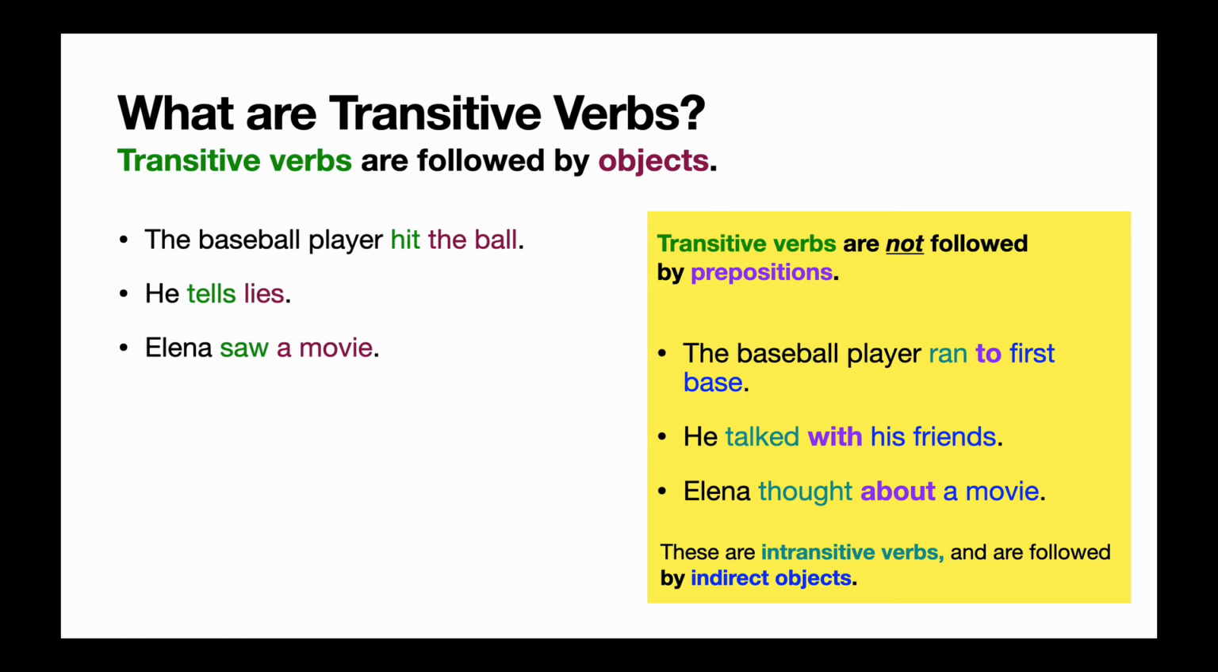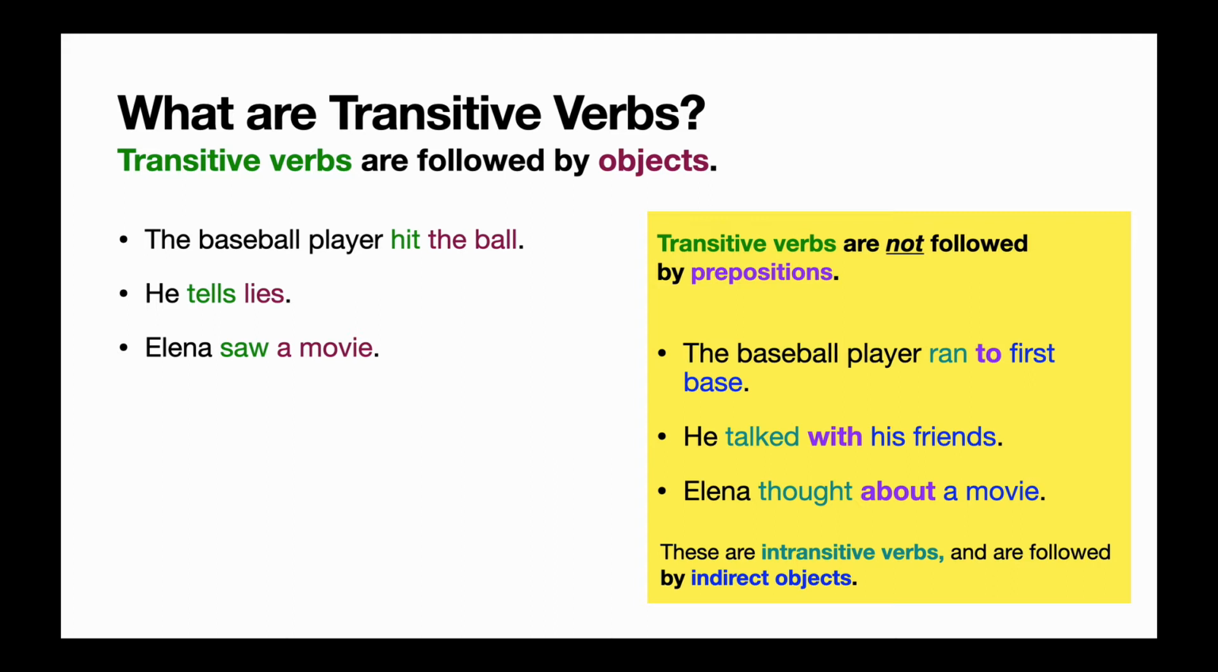Because hit is followed by an object, we'd say hit is a transitive verb. The same with the second sentence, he tells lies. Because lies follows the verb tells, we can tell that tell is a transitive verb. Similarly with the last sentence, Elena saw a movie. Saw is the past tense of see, and the movie is the object, so saw or see is also a transitive verb. In the yellow box, it tells us that transitive verbs are not followed by prepositions.